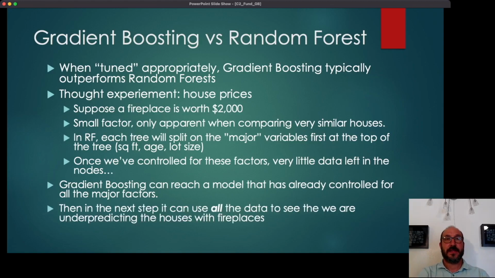So in the next step, we can use all of the data because we're doing this progressive thing. The random forest, the problem is you're always starting from scratch at the beginning, so you've always got to explain all the big things. By the time you explain all the big things, your data about the small things is spread out amongst all the leaves. And you never get a chance to reassemble all that data and fix that problem.